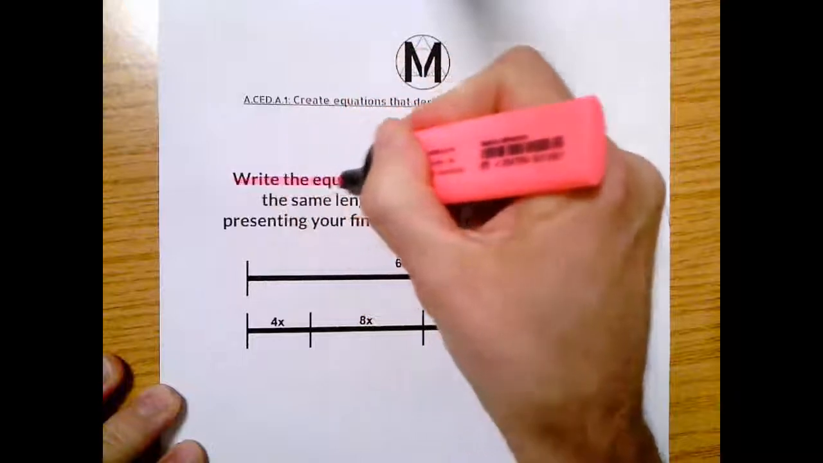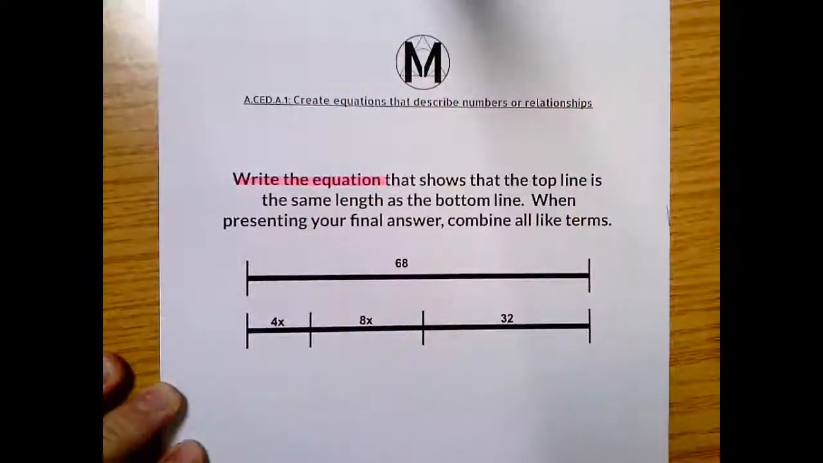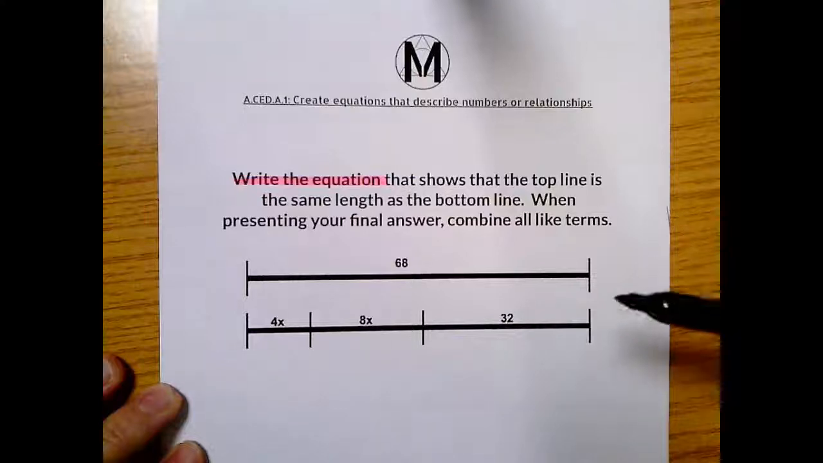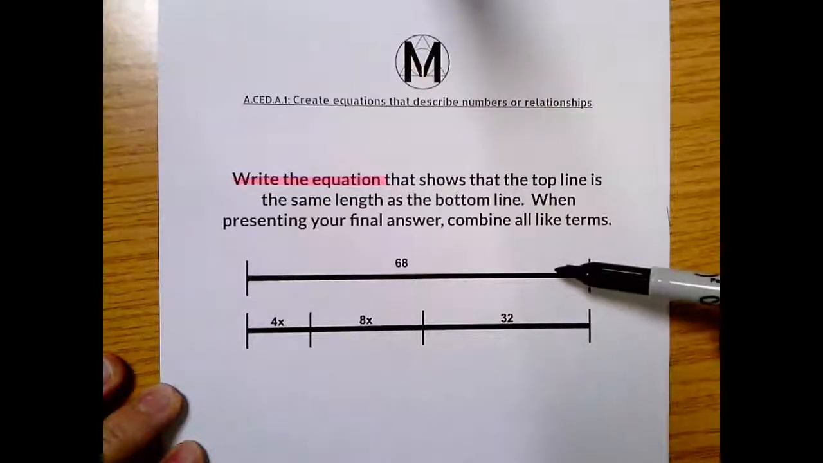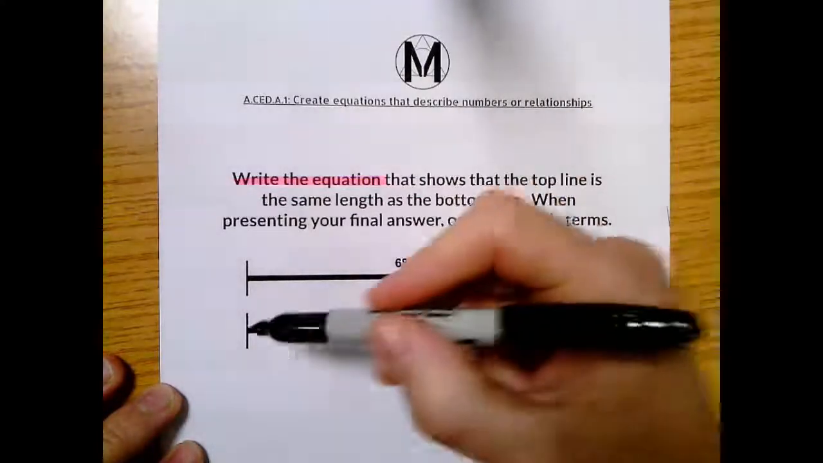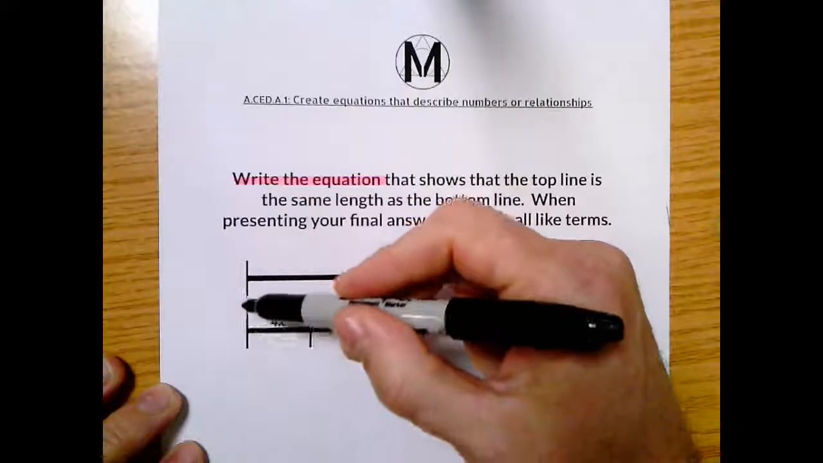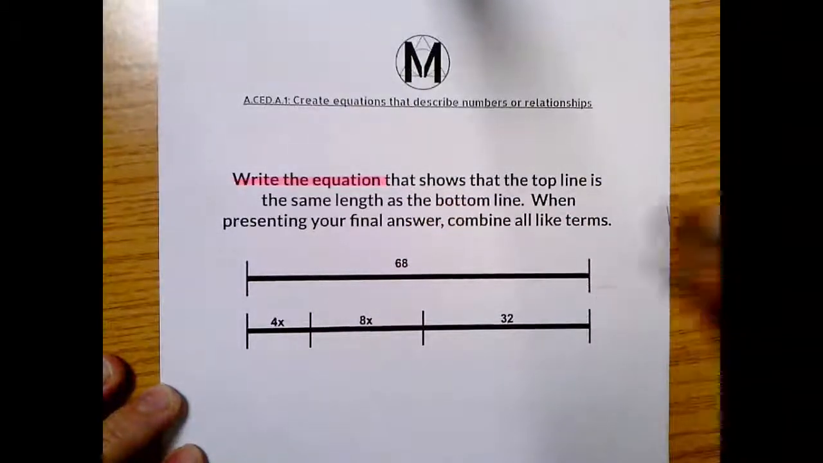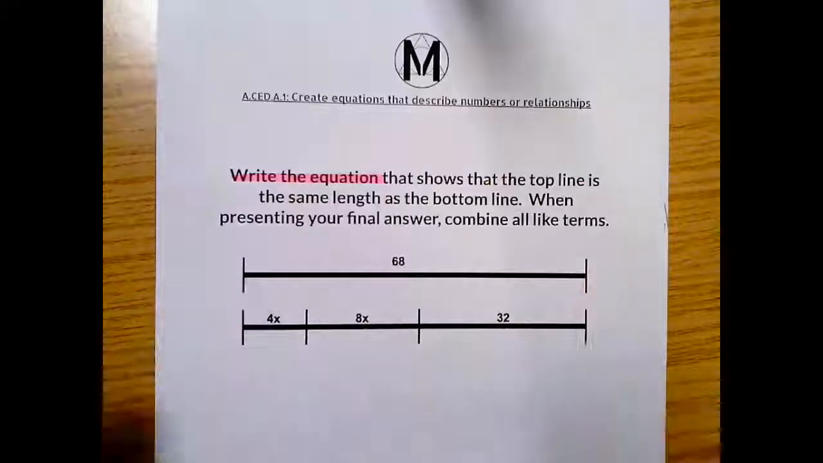It says, write the equation. Okay, so that means we do know there's going to be an equal sign. That's good news. We're one step closer. So when we look at this, it says, I want you to show me that the top line is equal to the bottom line. And visually, you can see this makes sense. This line lines up here, and this line lines up here, and they are, in fact, clearly the same length.